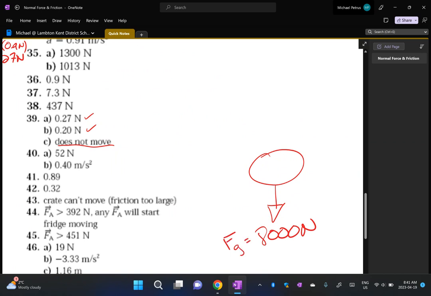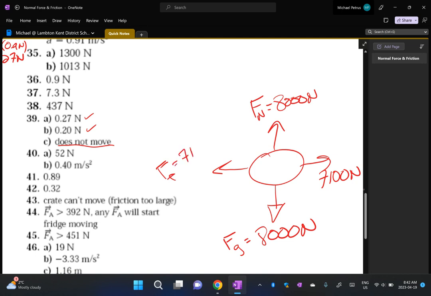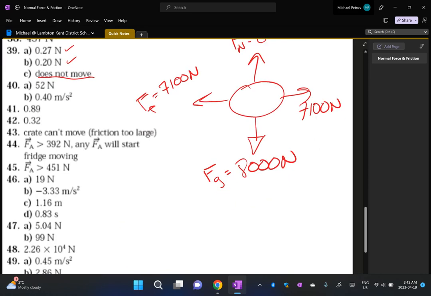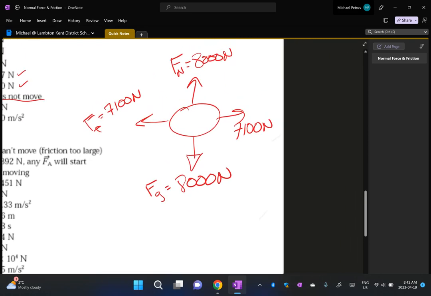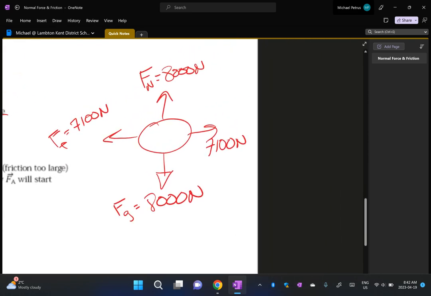That means the force of gravity, which means the normal force in this case is also going to be 8,000 newtons. And it says it exerts a force of 7,100 newtons without slipping, which means the force of friction is, of course, you guessed it, also 7,100 newtons, because the forces all have to be balanced here for it to not slip, or at least that's what they're going for there.